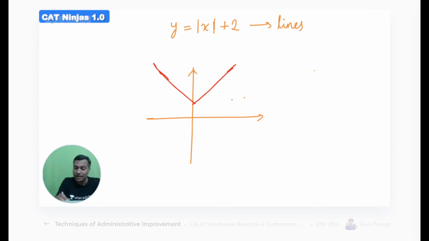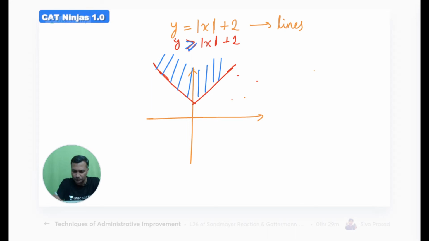Hey, what if I write an inequality on this? It speaks about the region. If I change it here to y is greater than or equal to, whatever. I can write only greater than, only equal to, or greater than or equal to. Y is greater than or equal to mod x plus 2. If I write it here, now it talks about the region. If I make it greater than or equal to, it is now talking about all this particular region. Inequality talks about the region. Equality talks about the straight lines, line versus region. Let's be very clear on that, right?